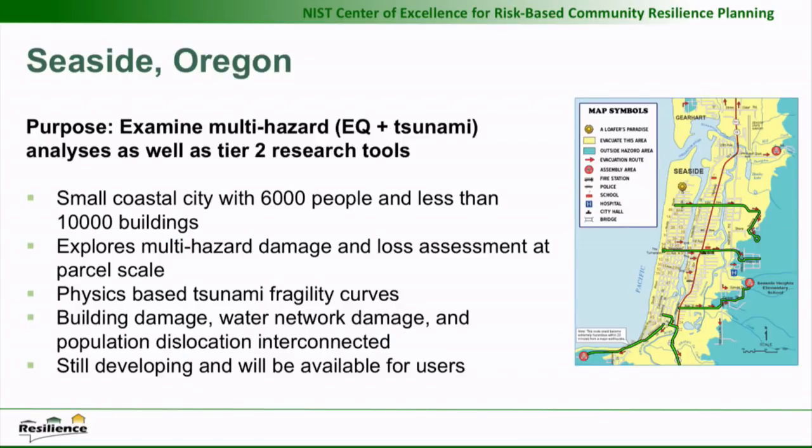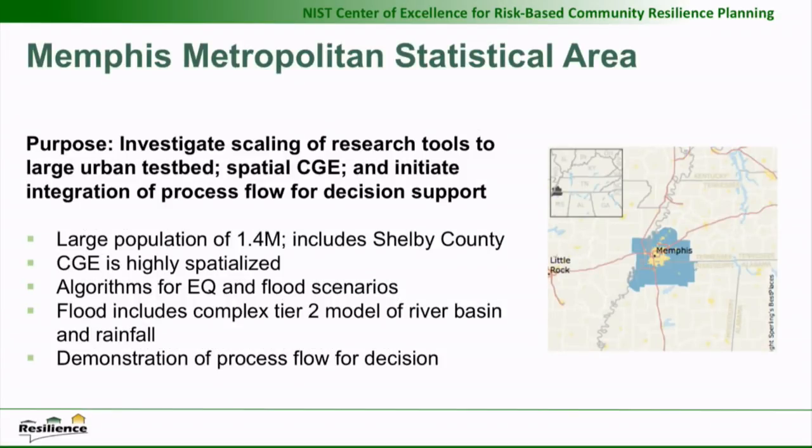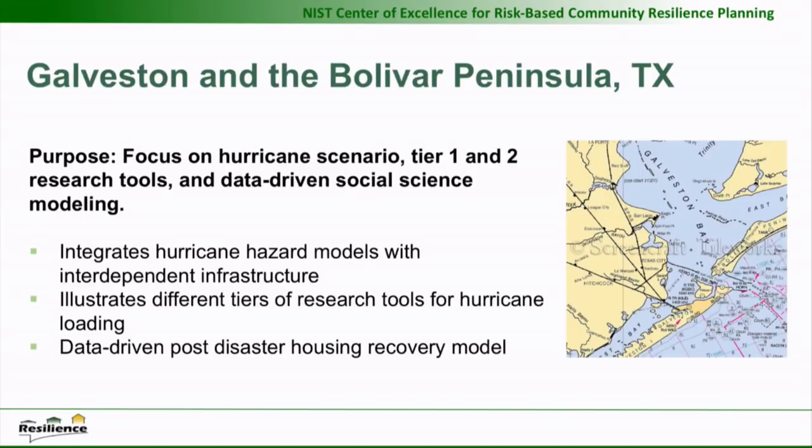Seaside, Oregon, a major purpose of this is to look at a multi-hazard, or what we sometimes call a successive hazard, and that's earthquake plus tsunami. The Memphis Metropolitan Statistical Area is to investigate the scaling of these research tools to go from a town of 10,000 or a town of 50,000, a city of 50,000 like Centerville, to a metropolitan area of 1.4 million people, to make sure that the methods and the science is applicable to communities of all sizes. And then Galveston and the Boulevard Peninsula, which you'll also hear about today, the focus on the hurricane scenario, both Tier 1 and Tier 2 research tools, and also looking at data-driven social science modeling that you'll hear shortly presented.